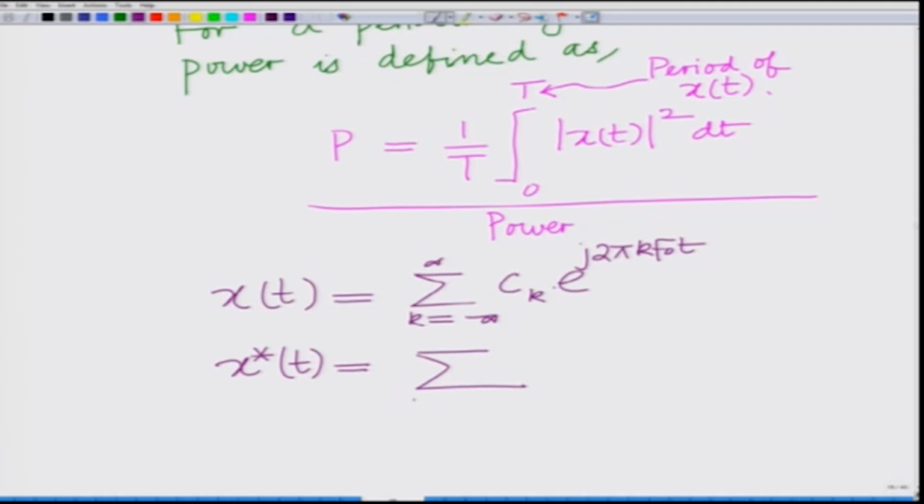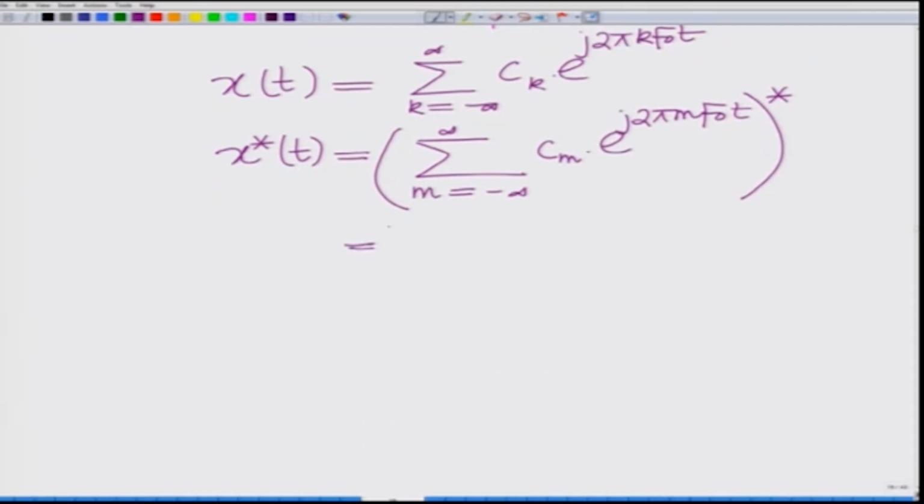Let us employ a different index. It is simply the index, so I can change it. So, it is summation m equal to minus infinity to infinity c m e to the power of j 2 pi m f naught t, and taking the conjugate, m equal to minus infinity to infinity c m conjugate e to the power of minus j 2 pi m f naught t. This is your x conjugate of t, correct.